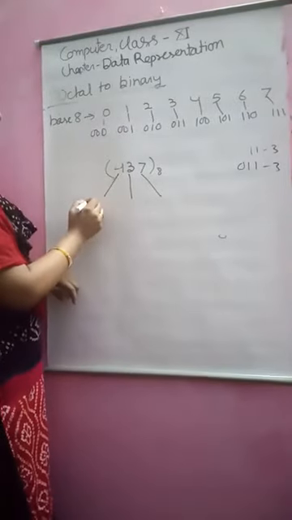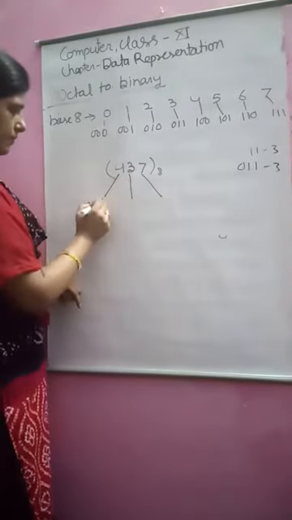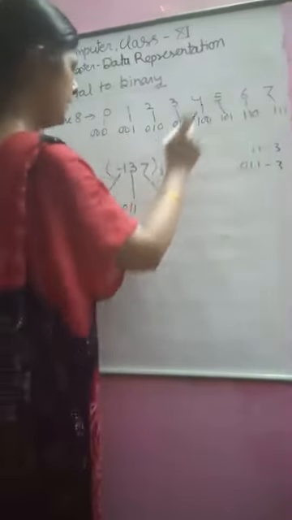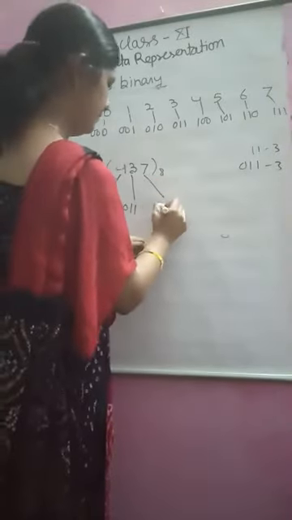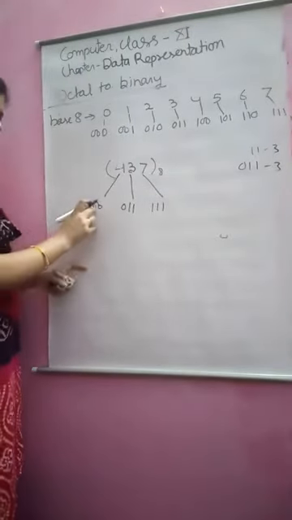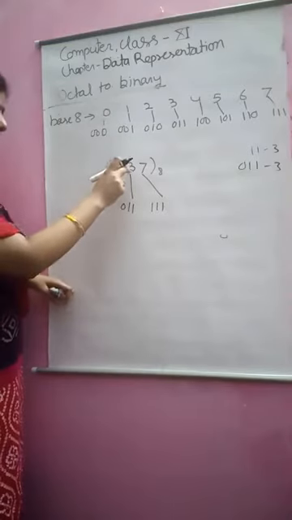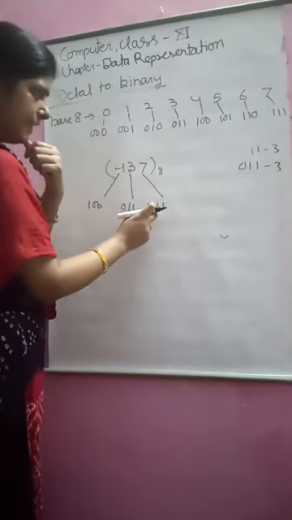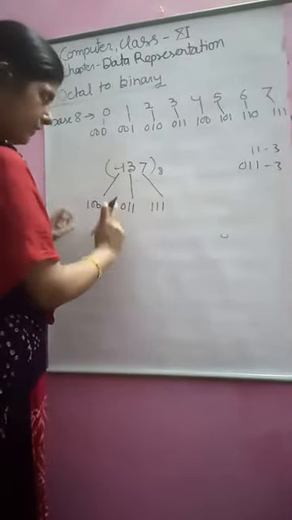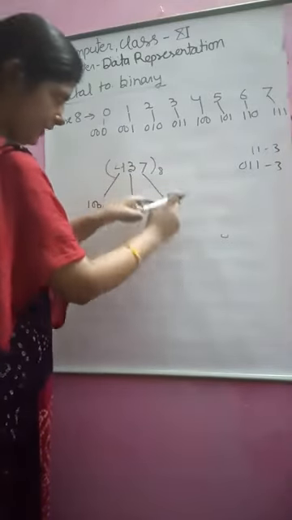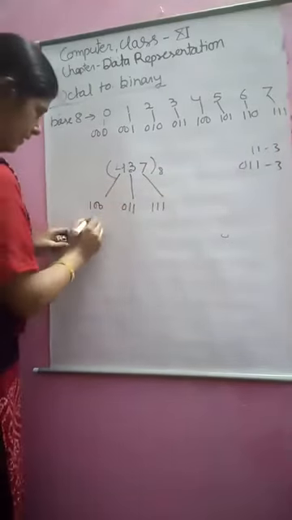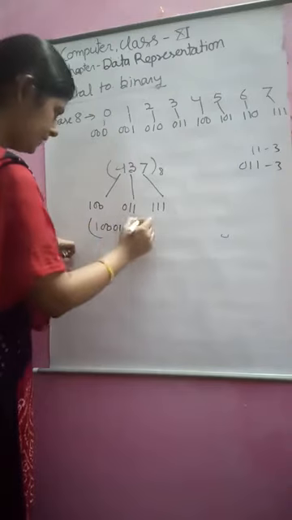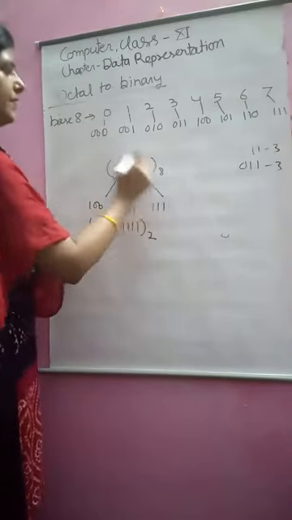So 4 is 100, 3 is 011, and 7 is 111. The 3-bit binary equivalent of 4 is 100, of 3 is 011, and of 7 is 111. And now combine them: 100, 011 and 111. This is the equivalent binary number of this octal number.